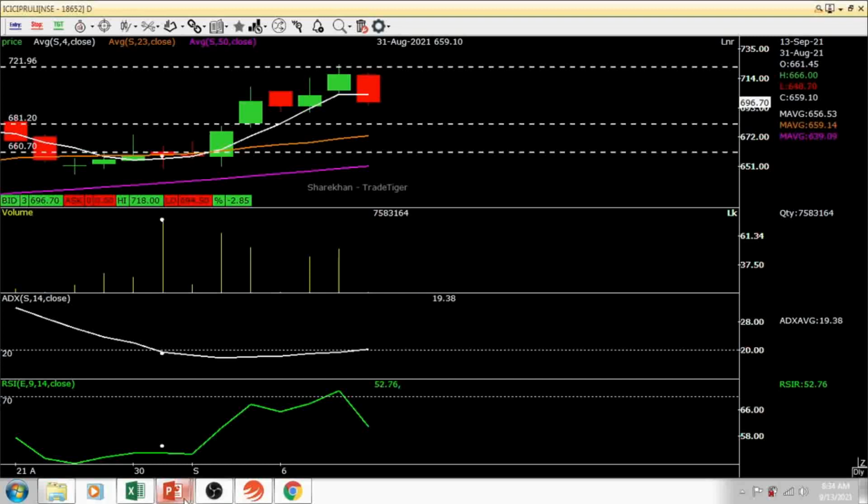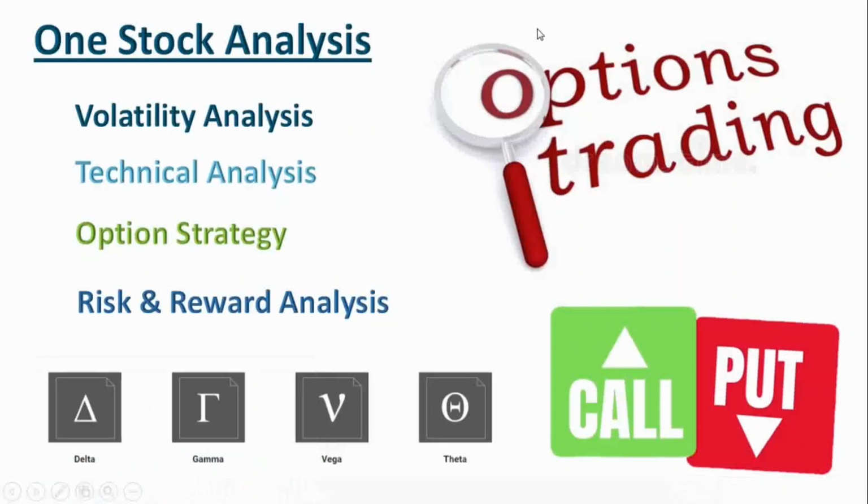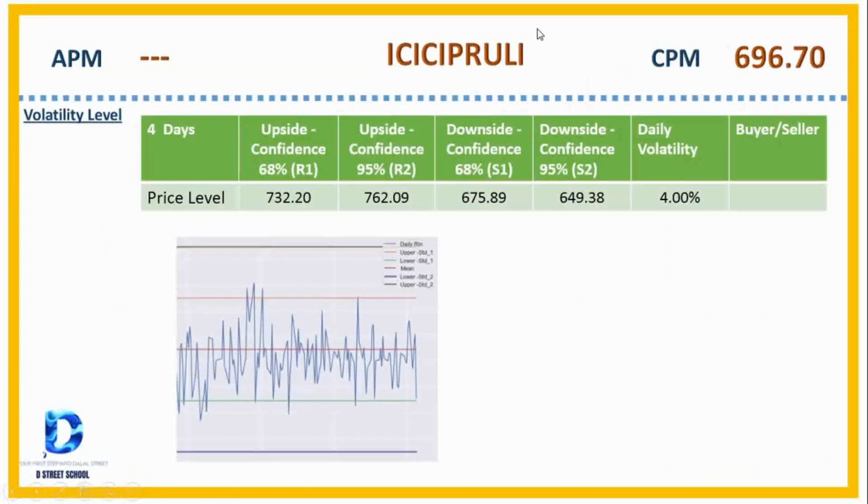Then we will check out the statistical view on ICICI Pru Life. This is the last close price of ICICI Pru Life, 696 rupees 70 paise. These are the 5-day historical volatility levels. You can see on the screen R1, R2, S1 and S2. This is not typical support and resistance. Actually, this is standard deviation 1 and standard deviation 2. To make it easy for the layman to understand, I named them R1, R2, S1 and S2.